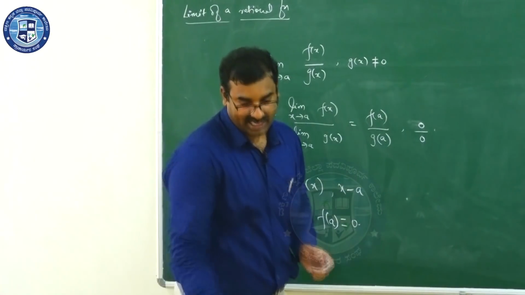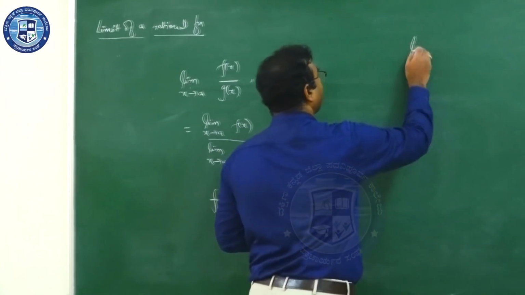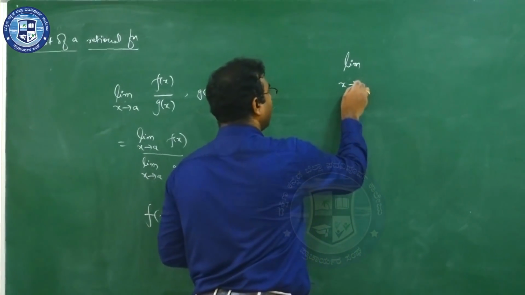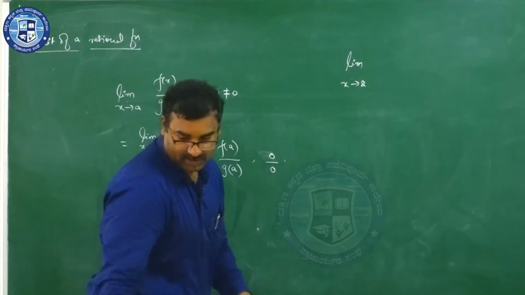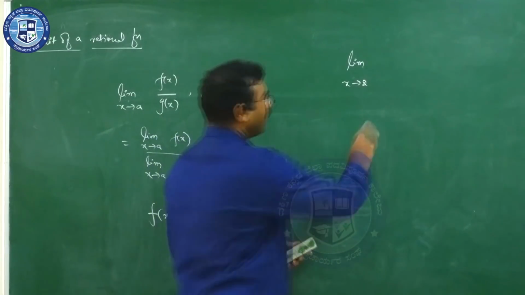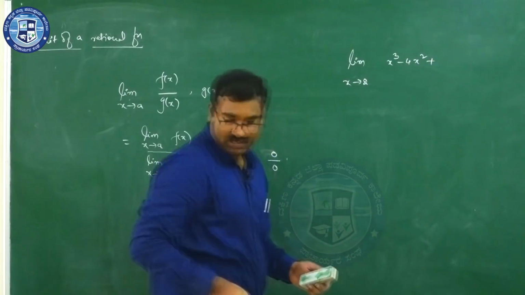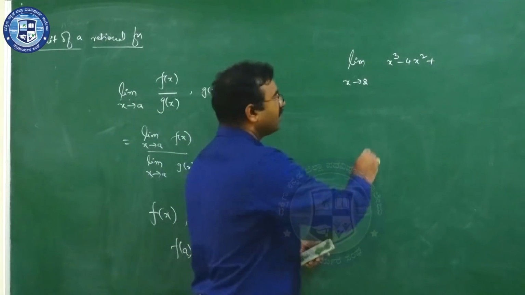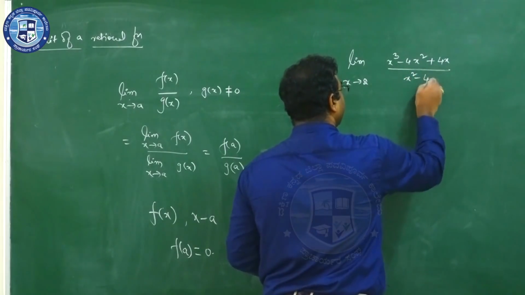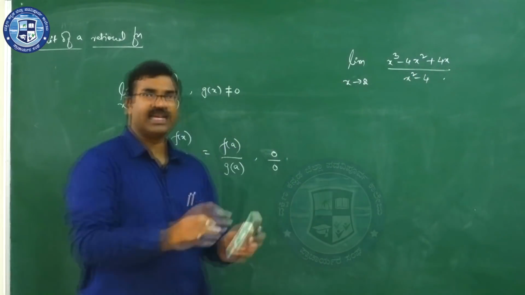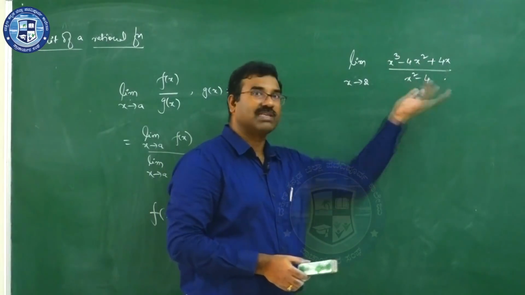For example, I just give one question to you. Limit x tends to 2 of x cube minus 4x square plus 4x, divided by x square minus 4. I just simply substitute. I told you, these are separate: this is a polynomial, this is also a polynomial.